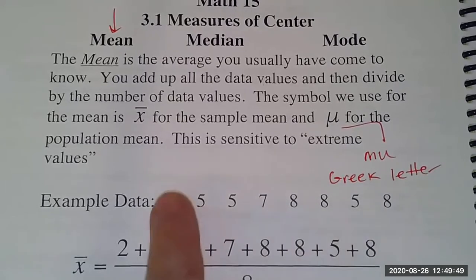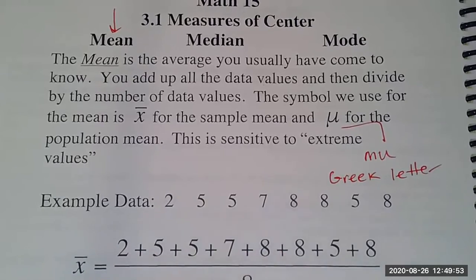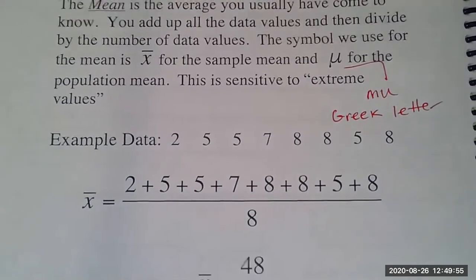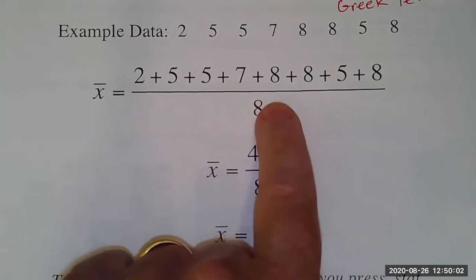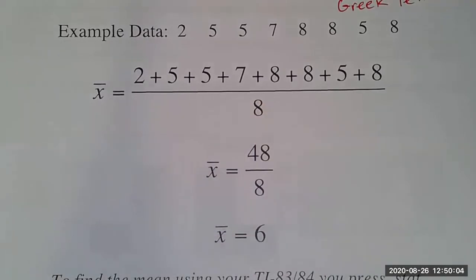Okay, how many numbers do we have? 2, 4, 6, 8. 8 numbers. Divide by 8, add them all up, get a number 6. Easy, right? Your calculator has a way of doing this as well, instead of you going 2 plus 5 plus 5.